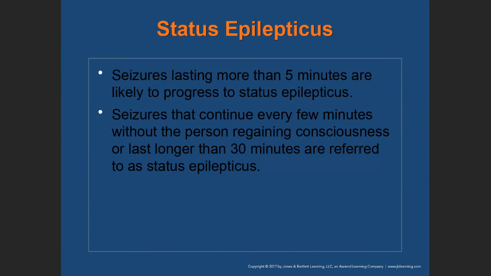Status epilepticus. Seizures lasting more than 5 minutes are likely to progress to status epilepticus. But more importantly, is it a seizure in which the patient is not regaining consciousness? So seizures that continue every few minutes without the person regaining consciousness or last longer than 30 minutes are referred to as status epilepticus. So these patients will need medication to stop the seizure.